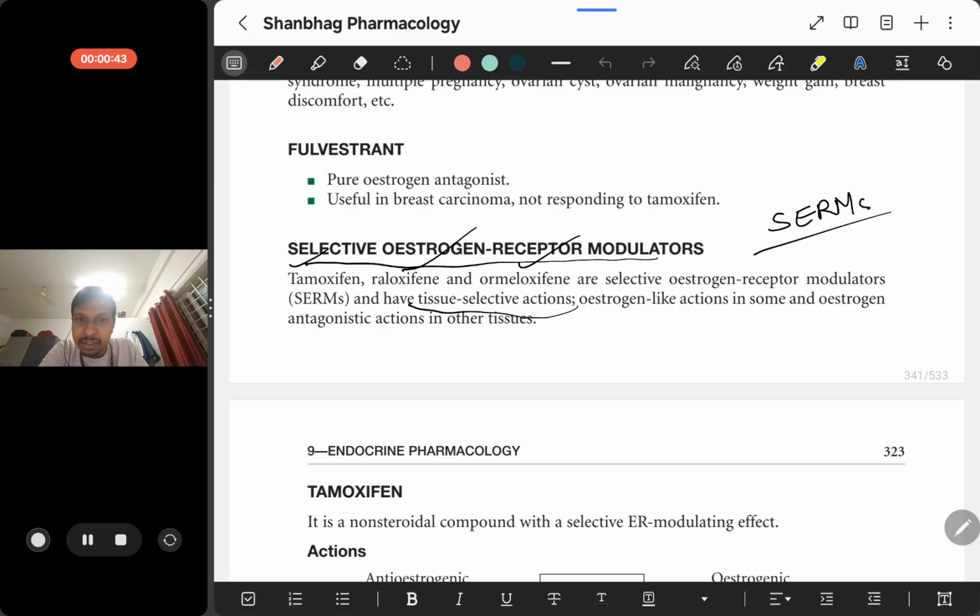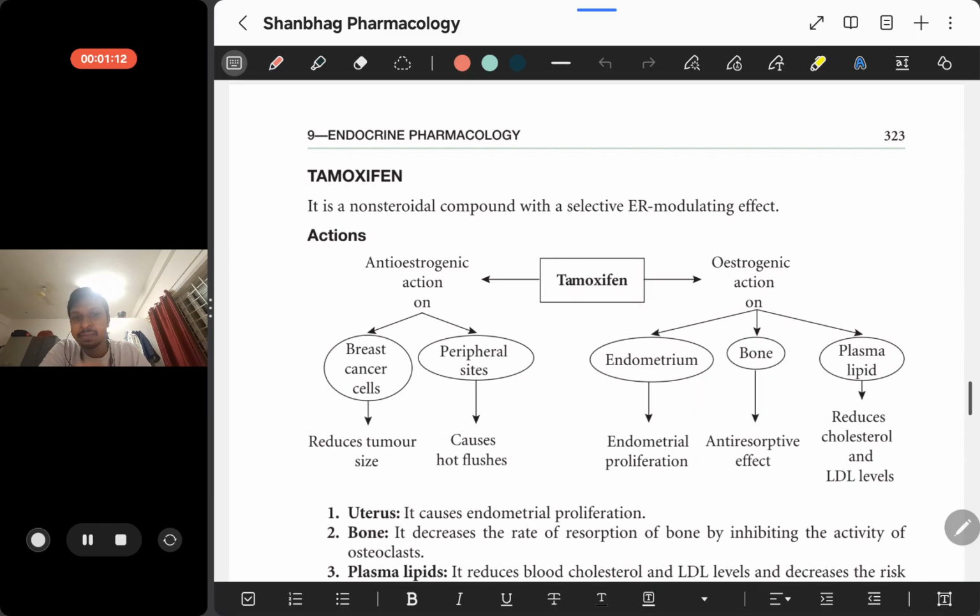It has tissue selective actions: estrogen-like actions in some tissues, and estrogen antagonistic action in other tissues. It plays a double role. Let us study each individual drug among this group. The first thing we are going to study is tamoxifen. As we know, it has both estrogenic action and anti-estrogenic action. Now let us see what this refers to.